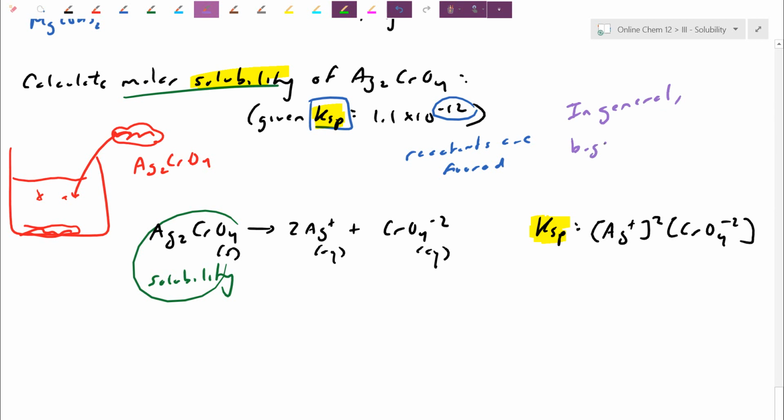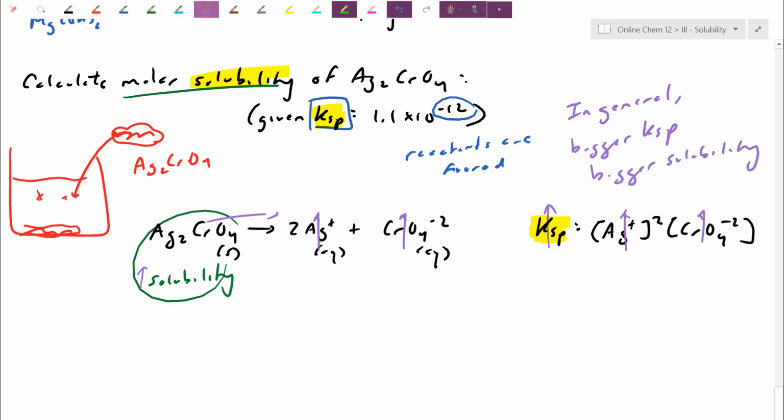If I have a bigger KSP, let's just work through the math here. If I have a bigger KSP, that means I have big ion concentrations, so lots of silver, lots of chromate. Well, where did the chromate and the silver come from here? Well, they had to come from the solid. If the solid is managing to break off to form a lot of ions, it actually means a more soluble salt. In general, bigger KSP means higher solubility.